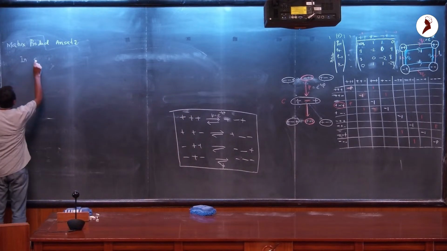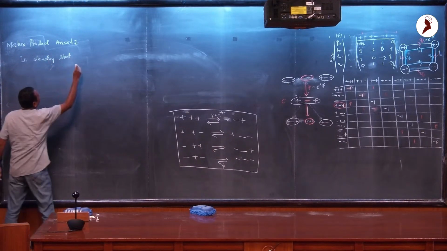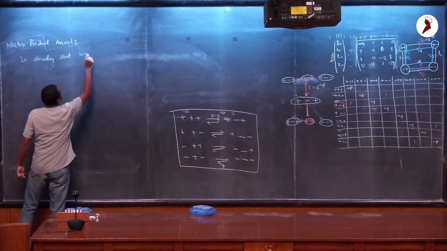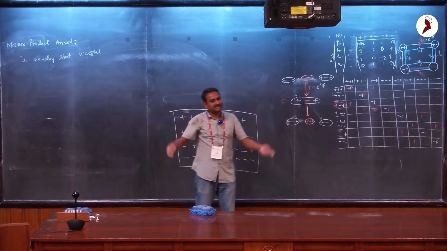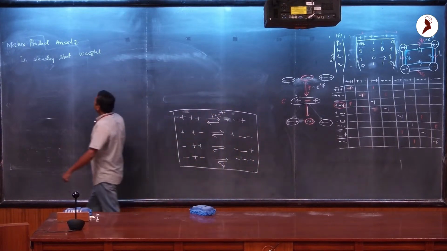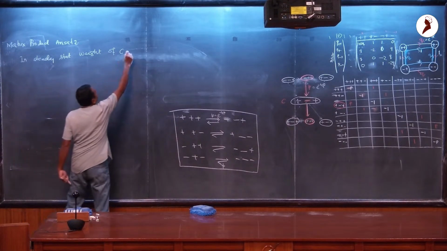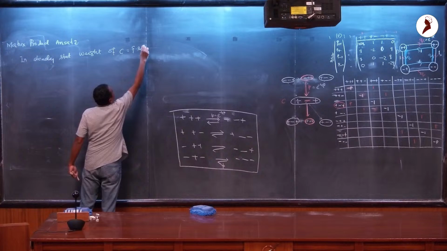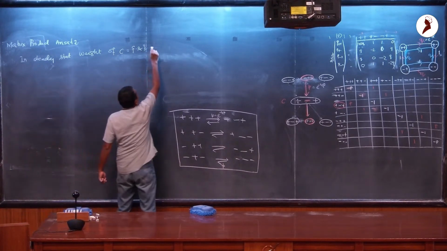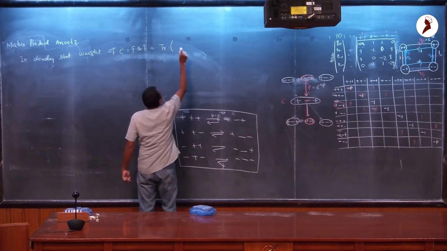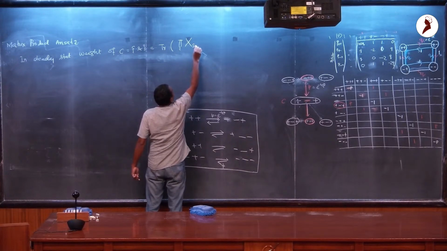In steady state, the weight of a configuration. Why am I calling it weight and not probability? Because once I find the weights, I can normalize later. So the weight of a configuration of the Ising model, let me call it Si, is given by the trace of the product over i of X, the matrix of Si.